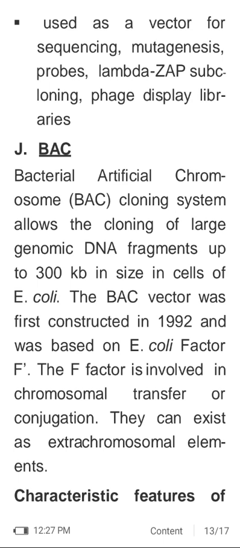Bacterial artificial chromosome cloning system allows the cloning of a large genomic DNA fragment up to 300 kb in size in cells of E. coli. The BAC vector was first constructed in 1992 and was based on the E. coli F factor. The F factor is involved in chromosomal transfer or conjugation. They can exist as extrachromosomal elements.